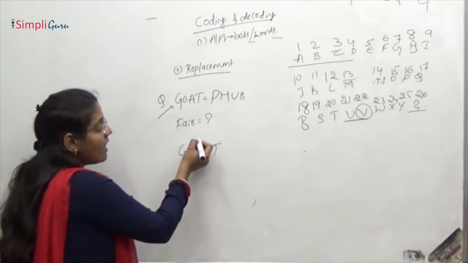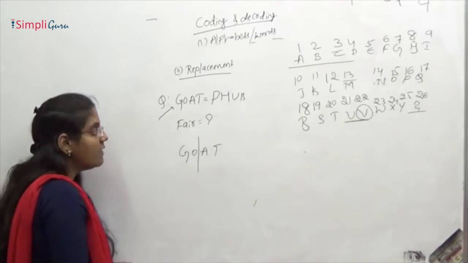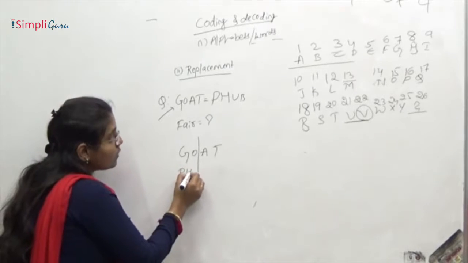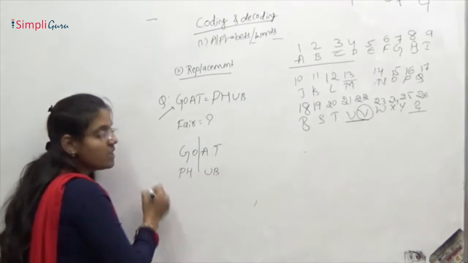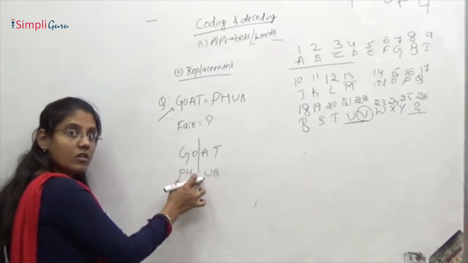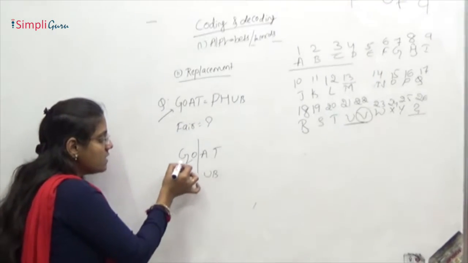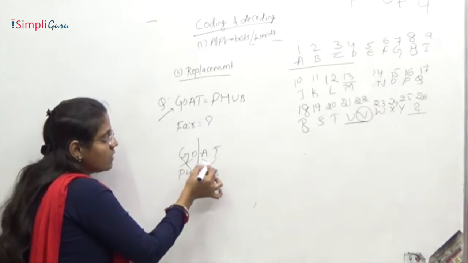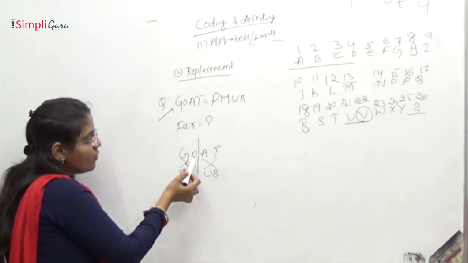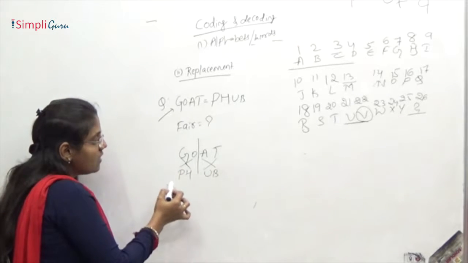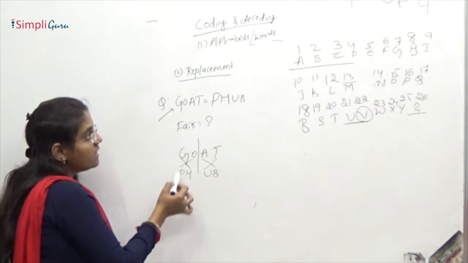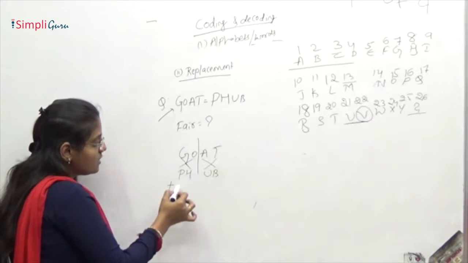So try to divide half and half. I divide. After that write the code as they are given in the question. Again divide the hint also half and half. After that what do we have to do? Just do the cross check. After O, P will come, meaning the next letter of O will be P, the next letter of G will be H. So what are they doing?